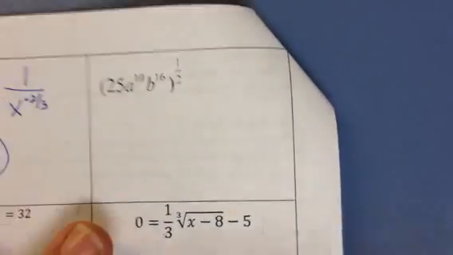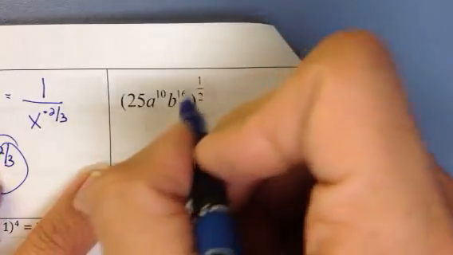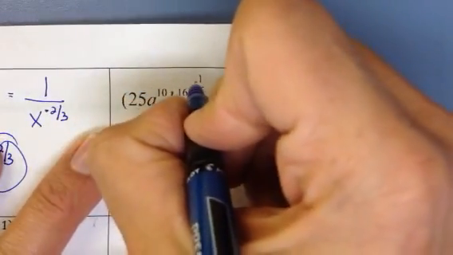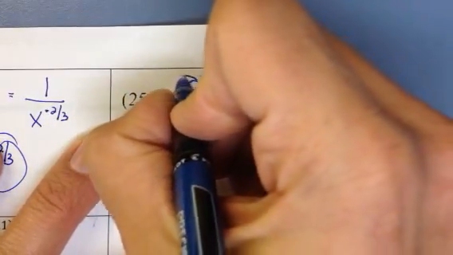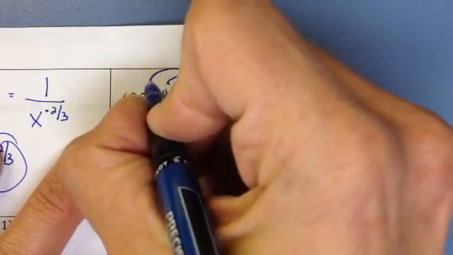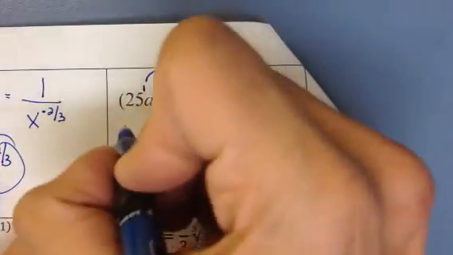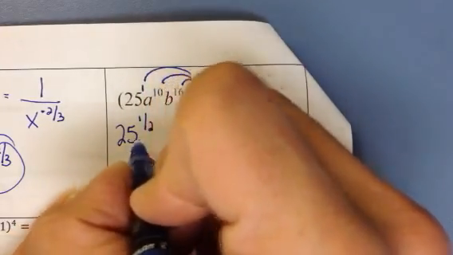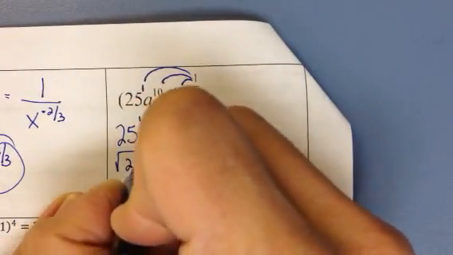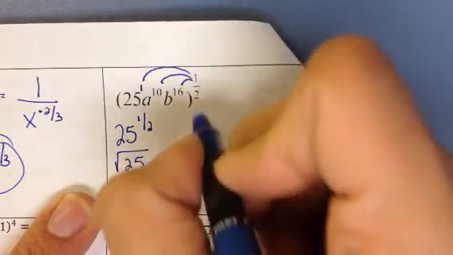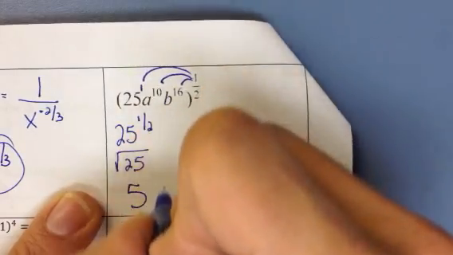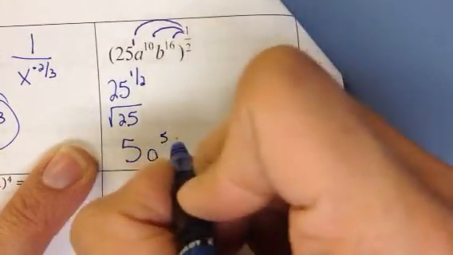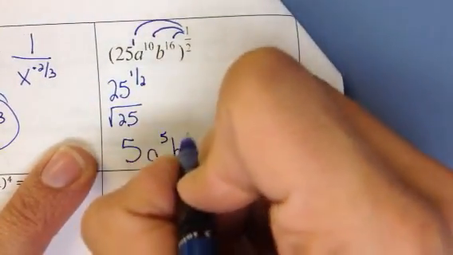All right, next problem. Parentheses, lots of multiplying in here with exponents. So this 1/2 is going to go to every power, to the 16, to the 10, and even to the 25's power, which is 1. So I'm going to have 25 to the 1/2 power. And 25 to the 1/2 power, that's like the square root of 25, which is 5. I'm going to have a half of 10, so a is going to have a power of 5 because I'm multiplying, and half of 16 is 8.